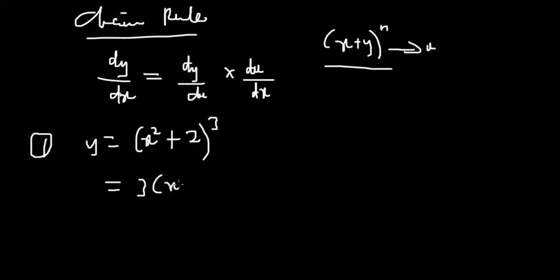3, and then x squared plus 2. So when you subtract 1 from here, you have 2. After that, you just multiply this by the differential of what is in the bracket, which is 2x. Okay, this is how simple this is.